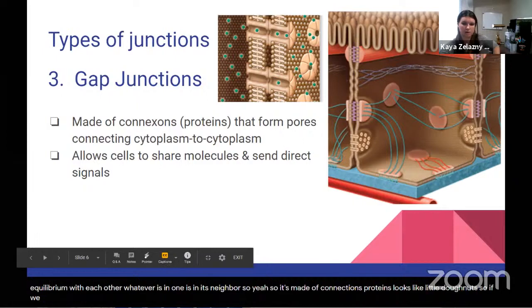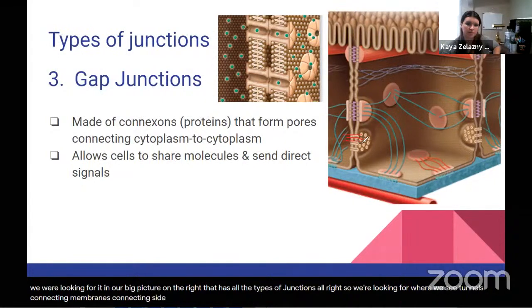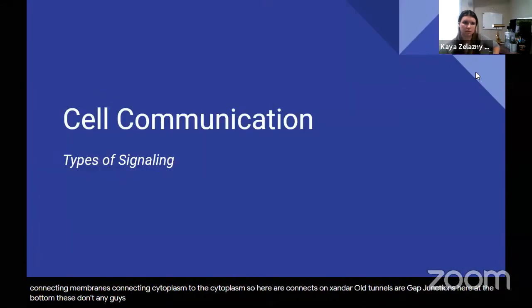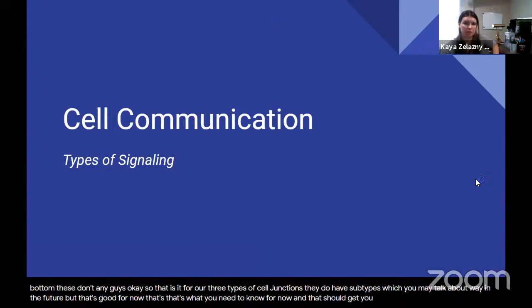So if we were looking for it in our big picture on the right that has all the types of junctions, we're looking for where we see tunnels, connecting membranes, connecting cytoplasm to cytoplasm. So here are connexons and our little tunnels, our gap junctions here at the bottom. These donutty guys. Okay, so that is it for our 3 types of cell junctions. They do have subtypes, which you may talk about way in the future, but that's what you need to know for now, and that should get you where you need to be in your future courses.